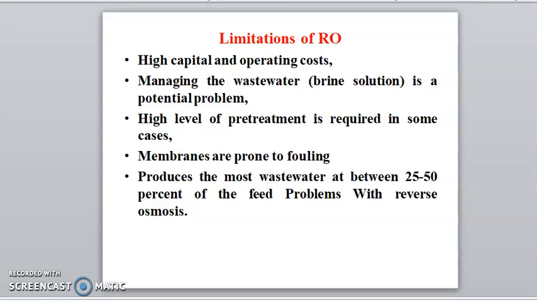Continuation of the softening. Limitations of reverse osmosis: high capital and operating cost. Managing the wastewater brine solution is a potential problem. High-level pre-treatment is required in some cases. Membranes are prone to fouling. It produces the most wastewater, between 25 to 50% of the feed. These are the problems with reverse osmosis.